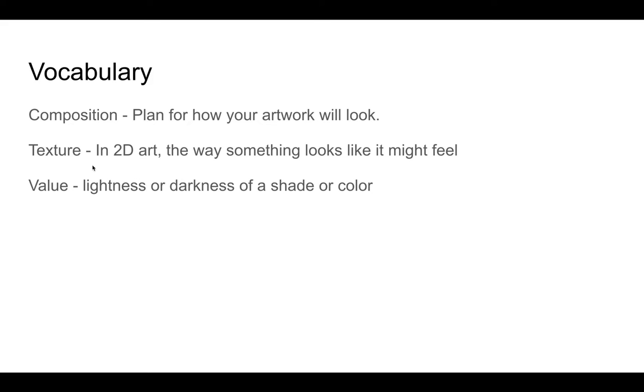And the next, we're going to talk a little bit about texture. So this is texture referring to 2D art, so on paper. So it's the way something looks like it might feel. So we're drawing a flower, so we want our artwork to look like it feels like a flower. And then we're also going to talk about value. So that's the lightness or darkness of a shade or a color. So I know we've talked about these two words at the beginning when we went over the elements of art. So we're going to be using them a little more specifically now.